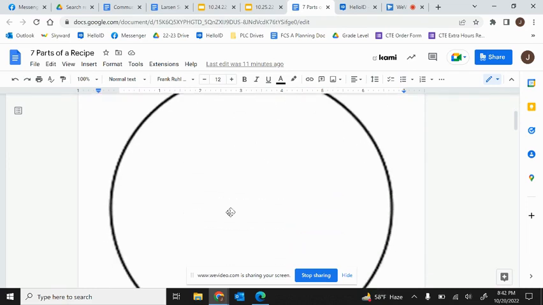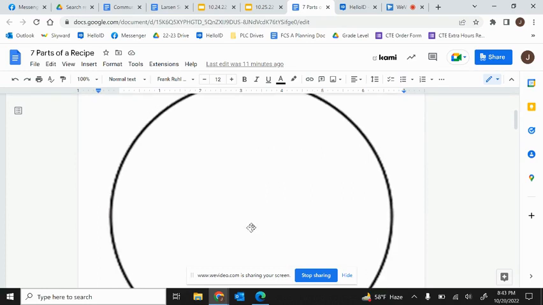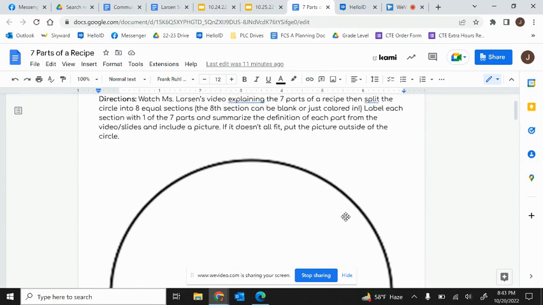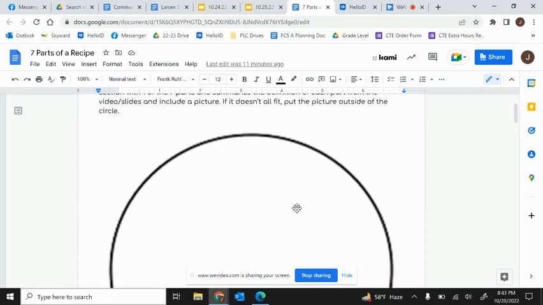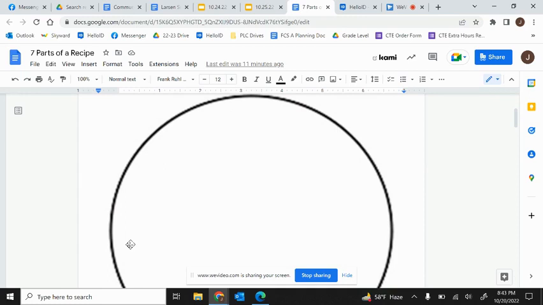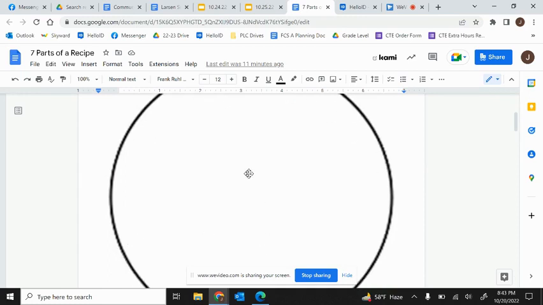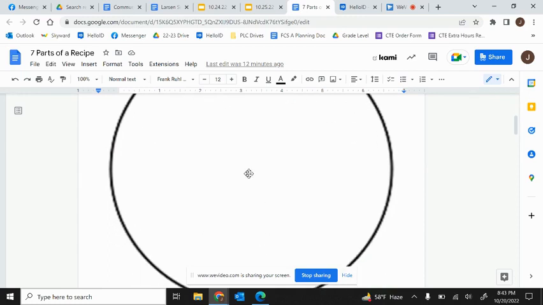So, pretend I'm splitting this up into 8 pieces. What was our first part of the recipe? It was title. So I would write title in my little triangle I made and color it in. Then the next part was yield. Yield was the second part. So then I would put yield, write a little definition, right? Go back to the slides, look at it so that you actually remember, okay? And the slides will be on Canvas if you don't want to keep rewatching this video.